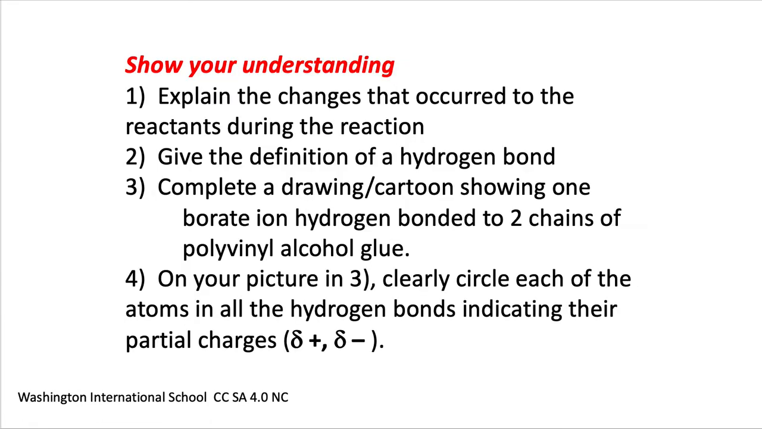And to show your understanding, you need to be able to explain the changes that occurred to the reactants during the reaction. That's not just describing them, it's describing what is actually happening as well. And be able to give a definition of a hydrogen bond and draw something simple, a cartoon showing a borate ion hydrogen bonded to two chains, one above, one below, of your PVA glue. And on your diagram, circle each of the atoms in the hydrogen bond and indicate the partial charges, whether it's a delta plus or a delta negative. Much smaller than an actual minus on an ion. It's not a whole electron that's being moved.